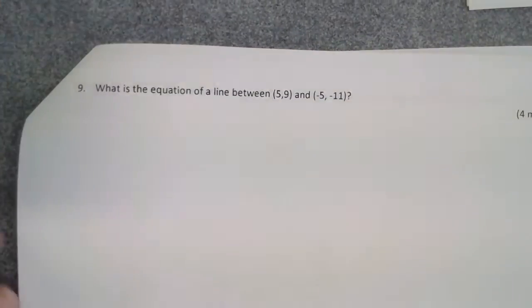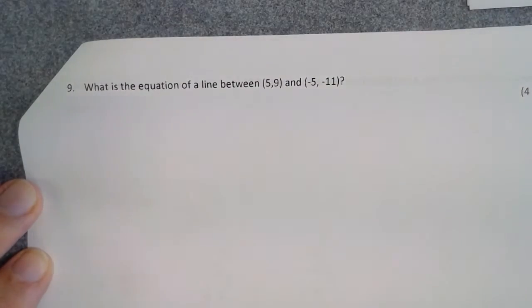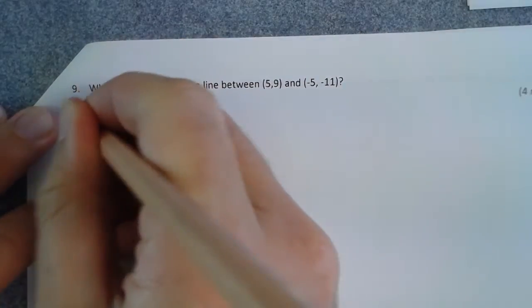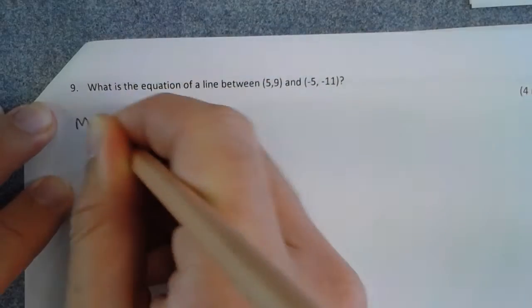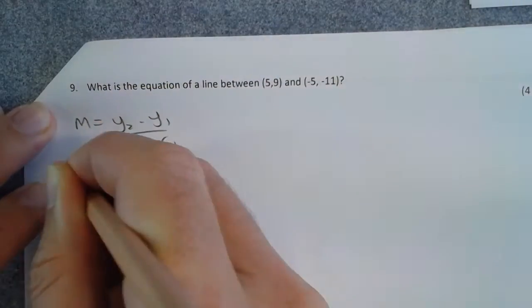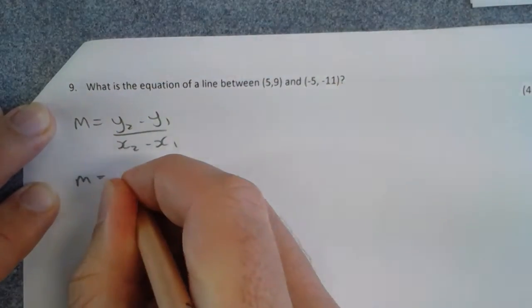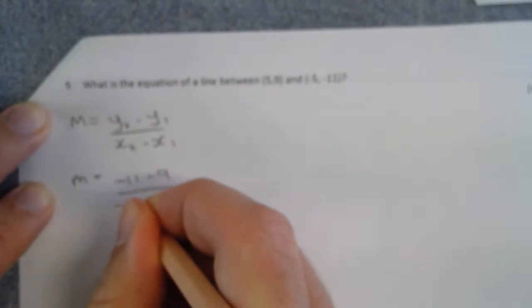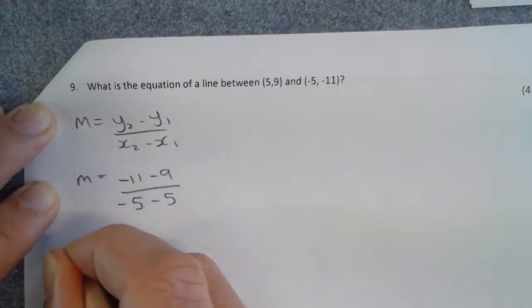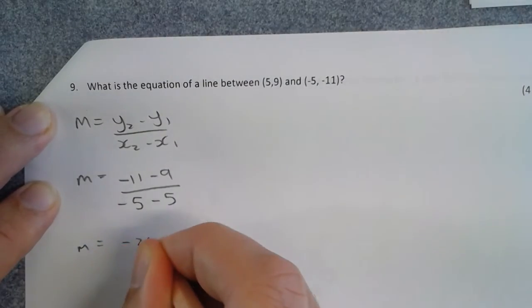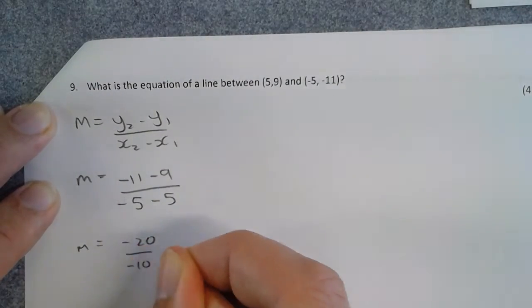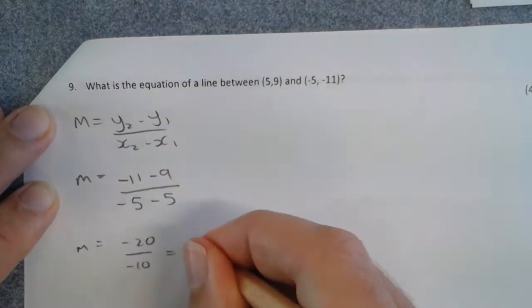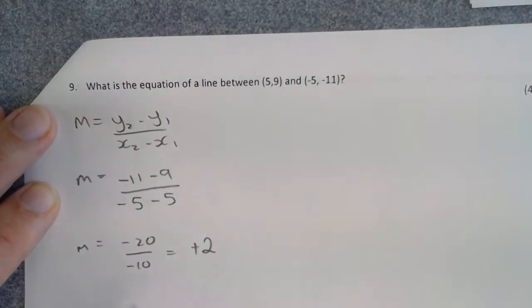Question 9. What's the equation? So to find the equation of a line, you need to find the gradient first. So it's y2 minus y1 over x2 minus x1, so we get minus 11 take away 9 over negative 5 minus 5, so we get minus 20 over minus 10. So our gradient is positive 2, because a negative divided by a negative is a positive.